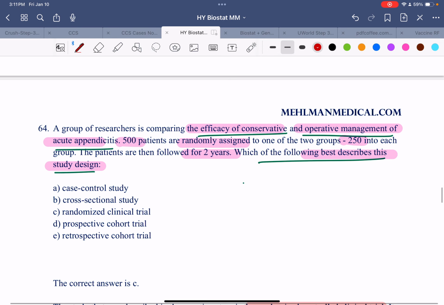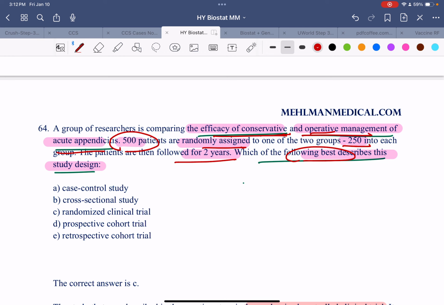A group of researchers is comparing the efficacy of conservative to operative management of acute appendicitis. So we have 500 patients randomly assigned to one of the two groups, 250 in each group, right? 250 are going to get conservative management, 250 are going to be operated, and then they are being followed for a period of 2 years. Which of the following describes the study design?